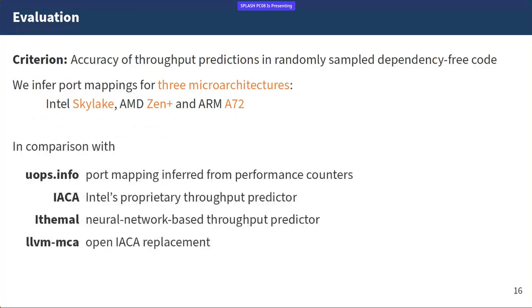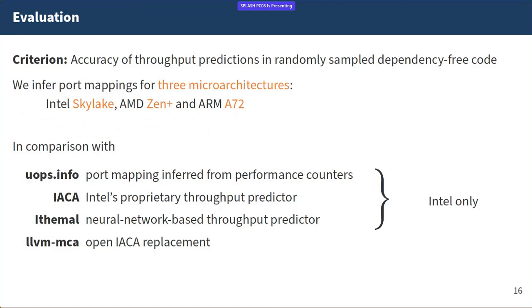So the tools that we compare against are, on the one hand, uops.info. That's a source of port mappings that were inferred by hardware performance counters. Then Intel's architecture code analyzer, IACA, which by now is no longer officially supported, but still was state-of-the-art for quite a long time. They may use proprietary information. We don't really know what they're doing inside. Then we're also comparing against Ithemal, which was, at least back then, a recent neural network-based throughput predictor. And then also LLVM-MCA, which is basically an open source replacement for IACA using LLVM's scheduling models.